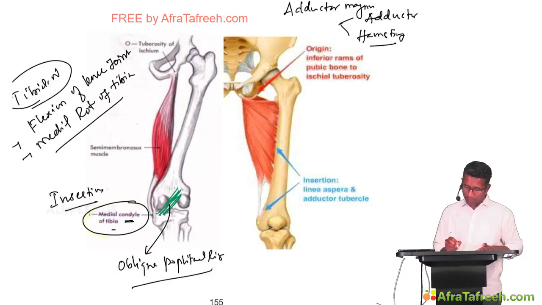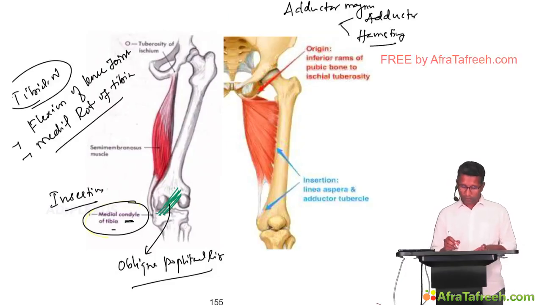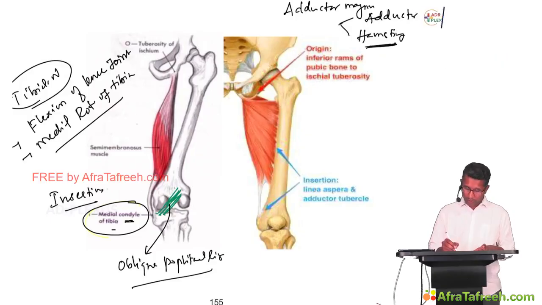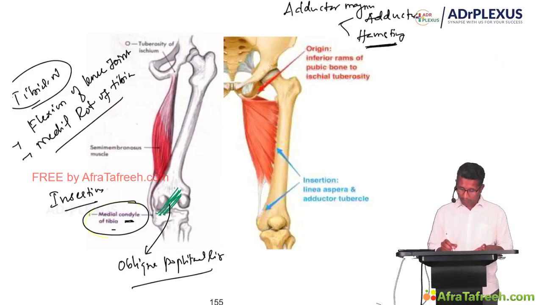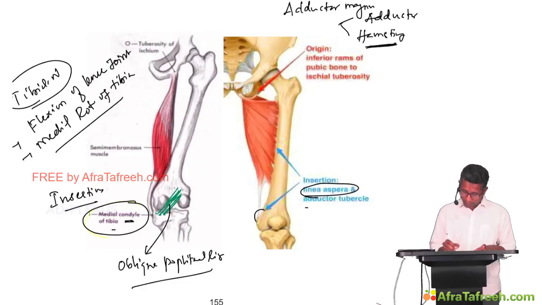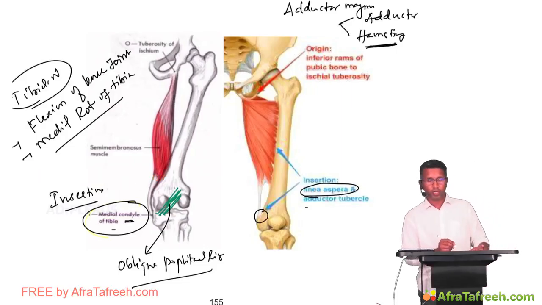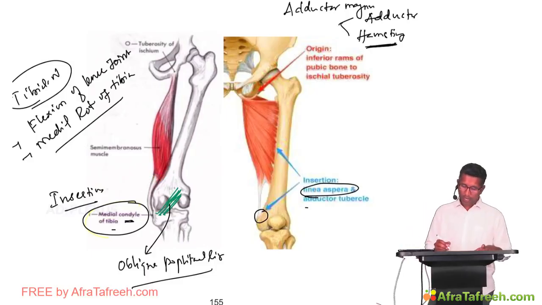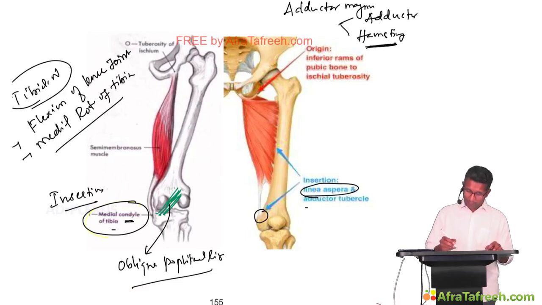What you are looking at here, taking origin from the inferior ramus of the pubic bone, is the hamstring part. The entire muscle goes and gets attached to the linea aspera, into the medial lip of the linea aspera. The terminal attachment is to a tubercle called the adductor tubercle. So guys, please remember, after getting attached to the adductor tubercle, this muscle forms a ligament on the medial side of the knee joint.